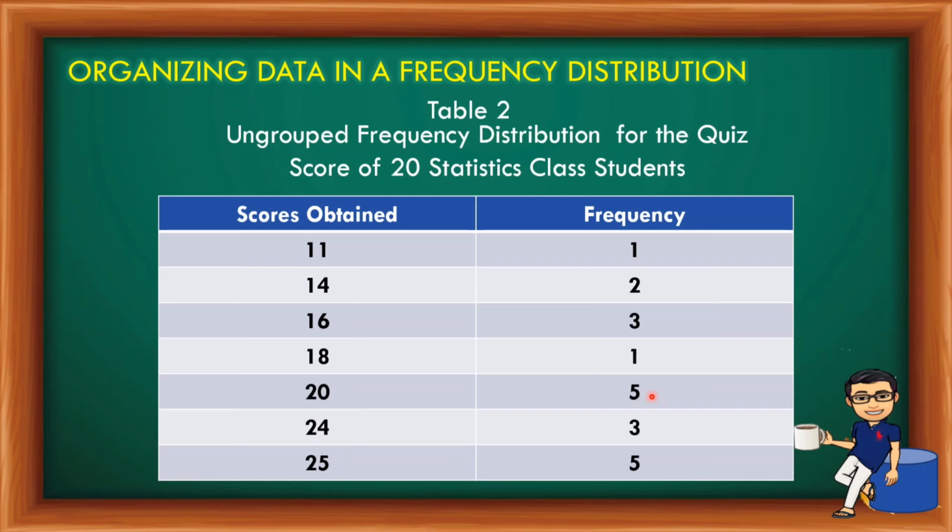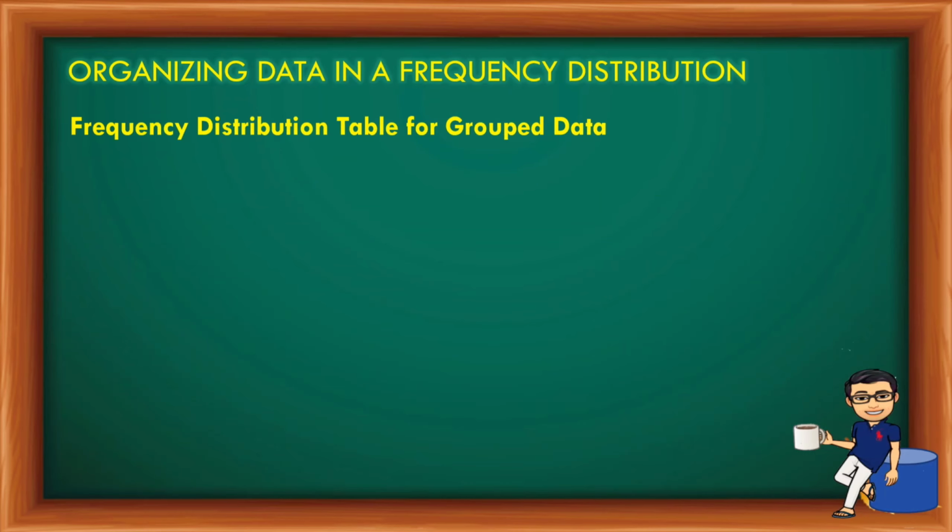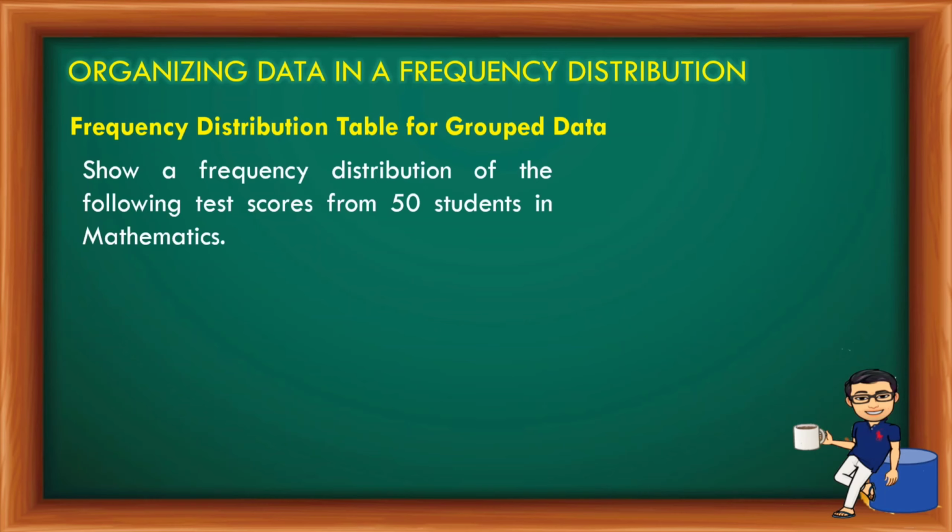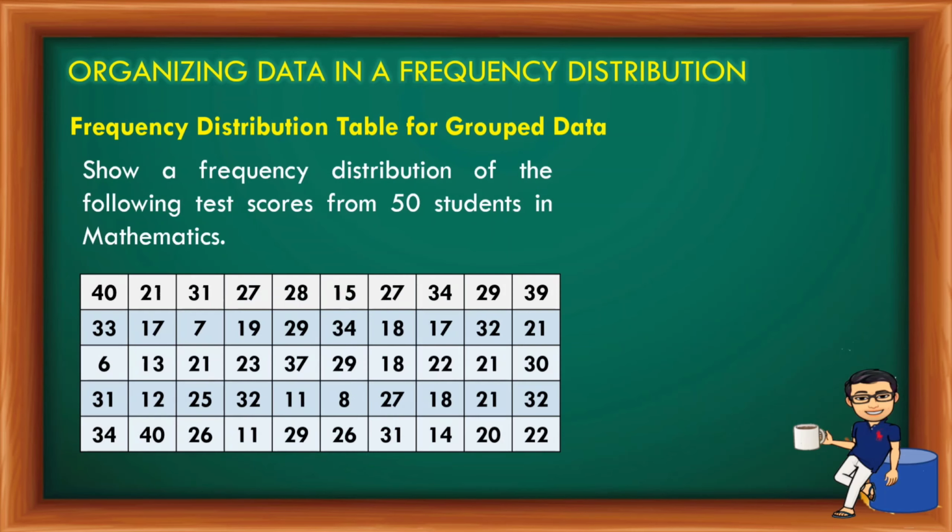So, meron na tayong example ng ungrouped data. So, let's start with group data. This time, let us proceed with frequency distribution table for group data. Consider this. Show a frequency distribution of the following test scores from 50 students in mathematics. So, ito yung mga score ng mga estudyante in mathematics. So, 50 students yan. So, ang kaibahan ng group data sa ungrouped data, you need the following first.